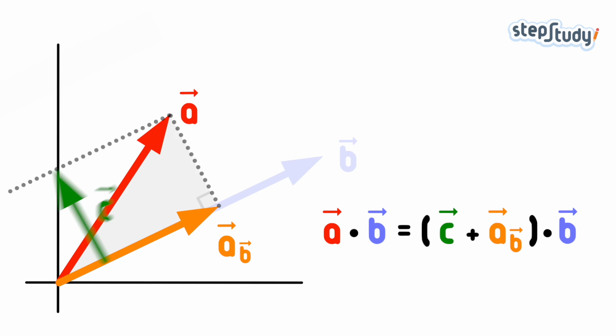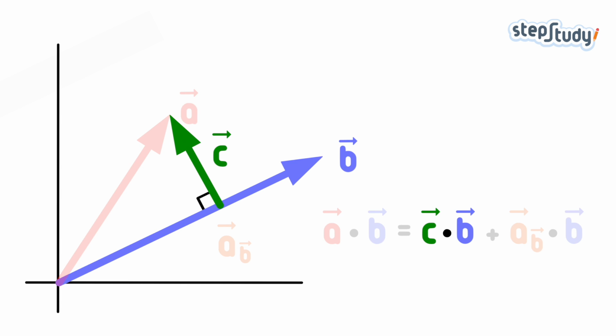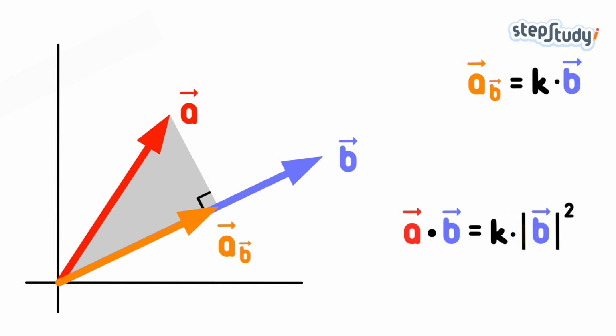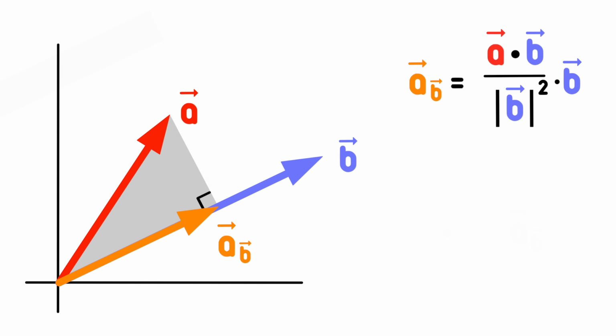This is the dot product. You're allowed to distribute the B vector inside of the parentheses. This gives you the term c dot b, which equals 0 because they are orthogonal. Remember that the projection vector can be written as a scaled version of the B vector, and if you insert that you have the dot product of B with itself, which gives you the magnitude squared of B. Now isolate the constant k and insert it into the argument from earlier, and you get the projection vector formula.